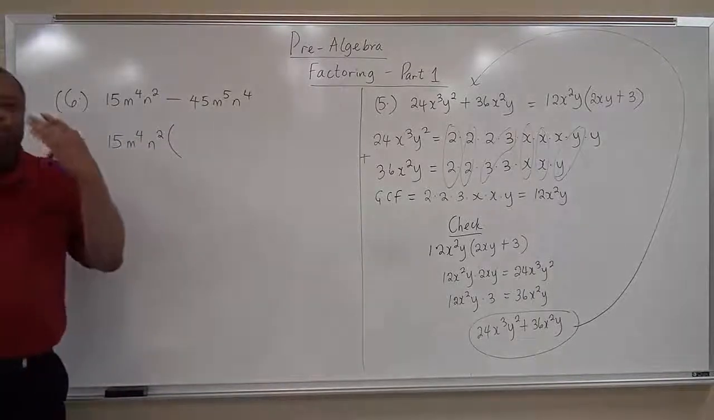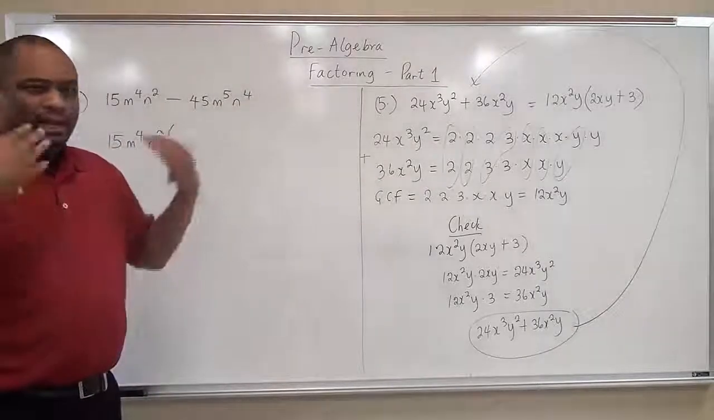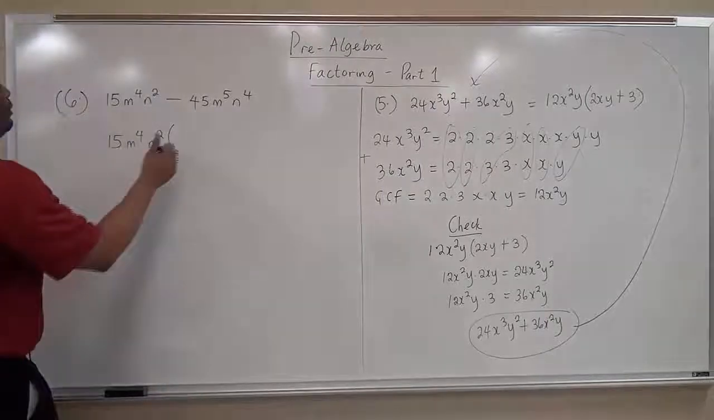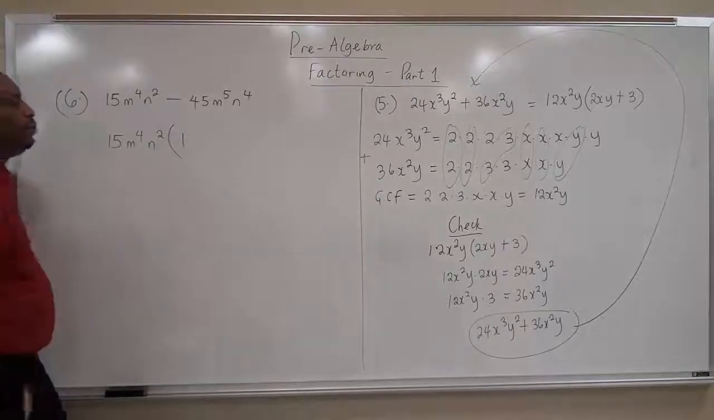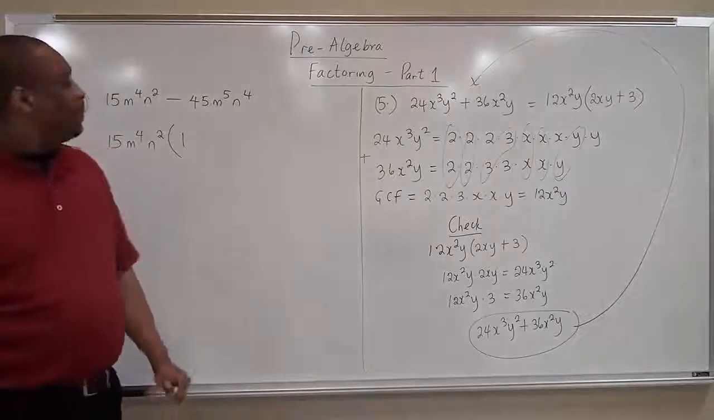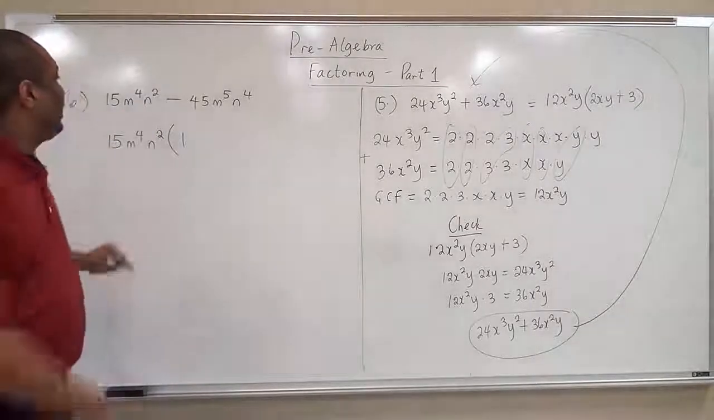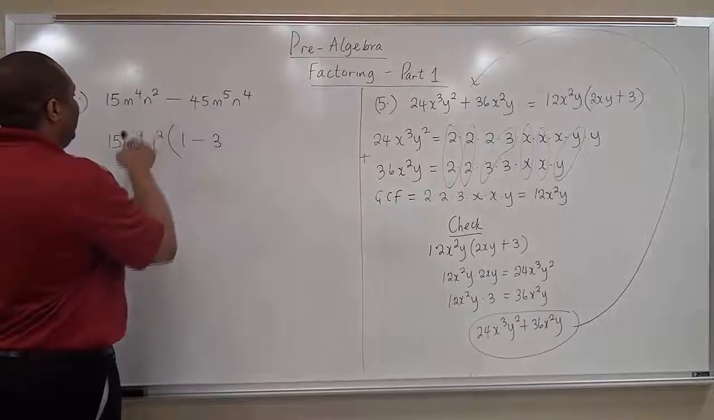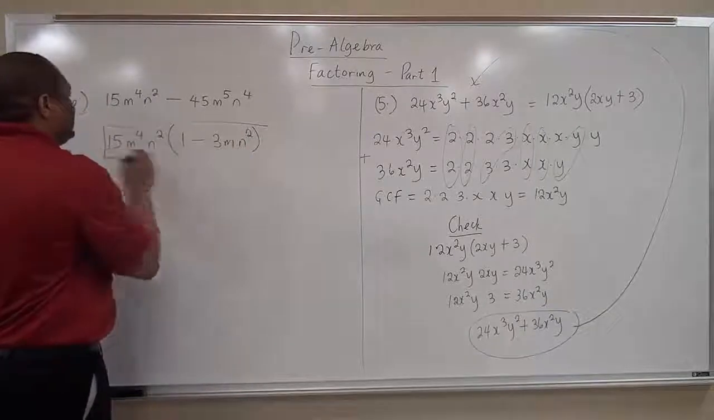When you look at some problems, I don't want you every time to come and write this out, unless you're practicing. My goal for you is to be able to look at it and write it right away. So this will be 1, because 15m⁴n² divided by 15m⁴n² gives you 1. Nothing will remain, and we don't write 0. If nothing remains, you write 1. Then minus 45 divided by 15 is 3. m⁵ divided by m⁴ is m. n⁴ divided by n² is n². And this becomes your answer.